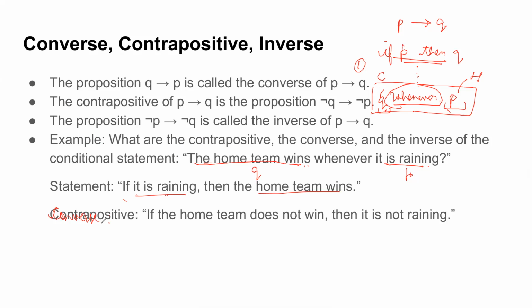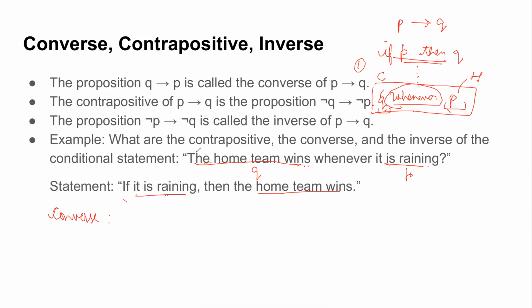That is correct. If the home team wins, then it is raining. What about contrapositive? Contrapositive is flipping the hypothesis and conclusion and taking their negation.